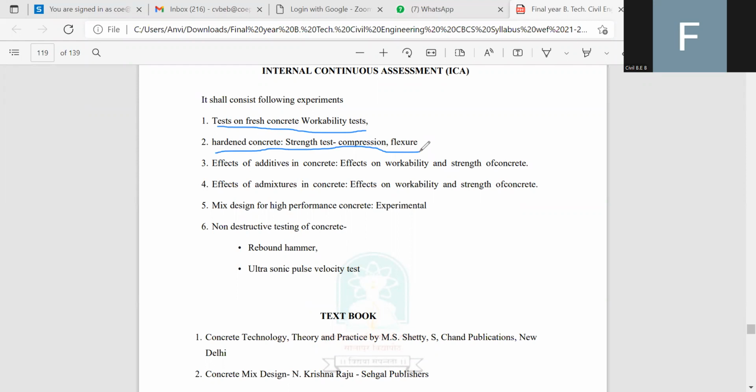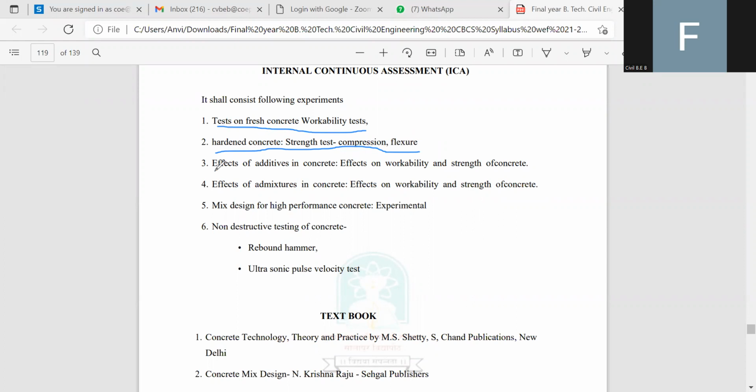For this compression testing machine, we have to take the strength of that concrete on the compression testing machine, and that machine is available in our laboratory. So in the second experiment, we have to make the concrete cube or concrete beam, and we have to test it on the CTM or FTM, compression testing machine or flexural testing machine. Then the strength of concrete we will get.